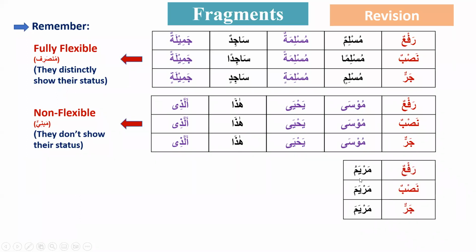It will not take tanween, because partly flexible words are always light. They don't take tanween, they are always light, and they don't take kasra as well. So Maryamu is Rafa, Maryama is Nasab, and Jar as well, the same Maryama. So all female names are like this.